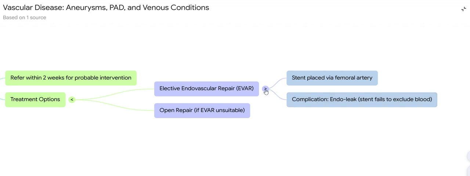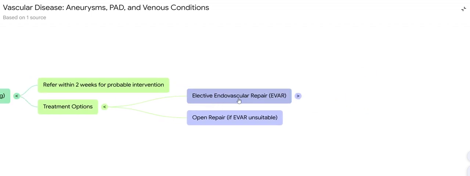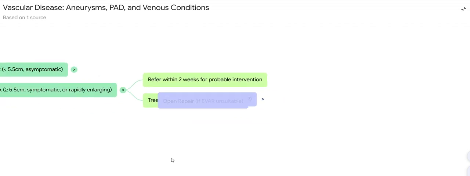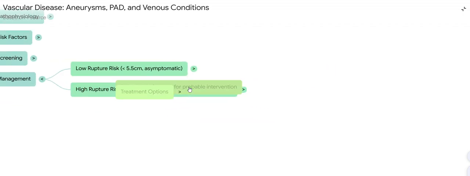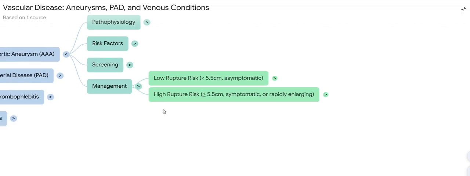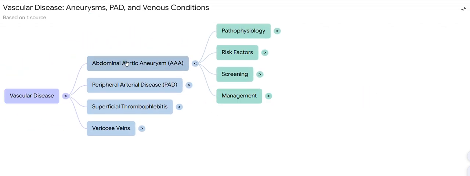Okay, but if the EVAR, elective endovascular repair, is not suitable, then they have to be repaired with a surgery. So we have to go for an open repair. Okay, so the treatment options are pretty simple. So this was the AAA, abdominal aortic aneurysm.